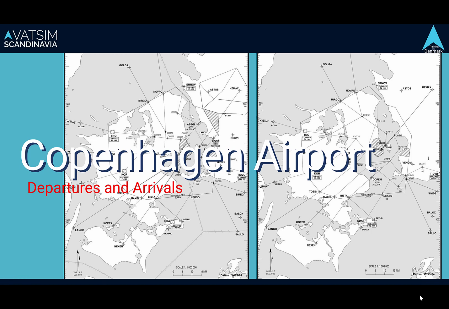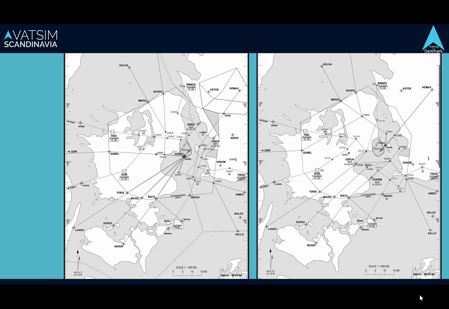This is a video talking about arrivals and departures. Start with departures. Copenhagen has 10 different SIDs. They're RNAV and they're connected to many different directions.